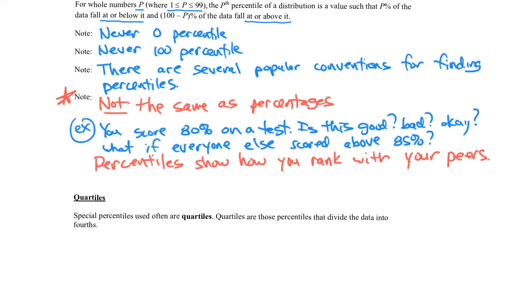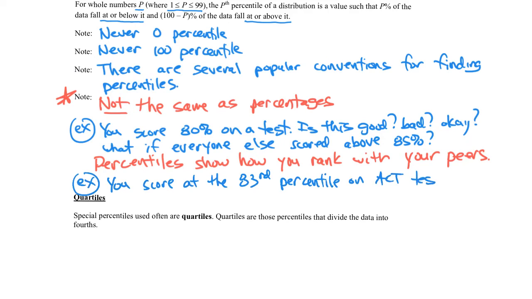So for instance, here's an example again. Let's say you score at the 83rd percentile on, let's say it's an ACT test. So as a reminder, you'll run into percentiles on SAT, ACT, typically on national standardized tests.